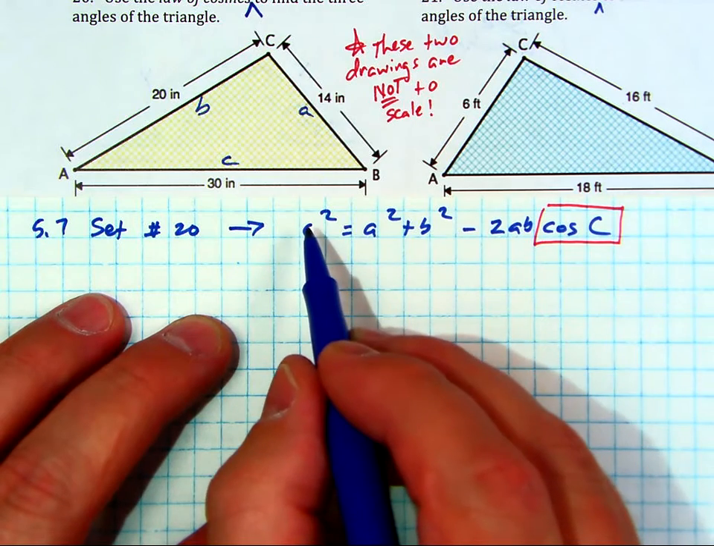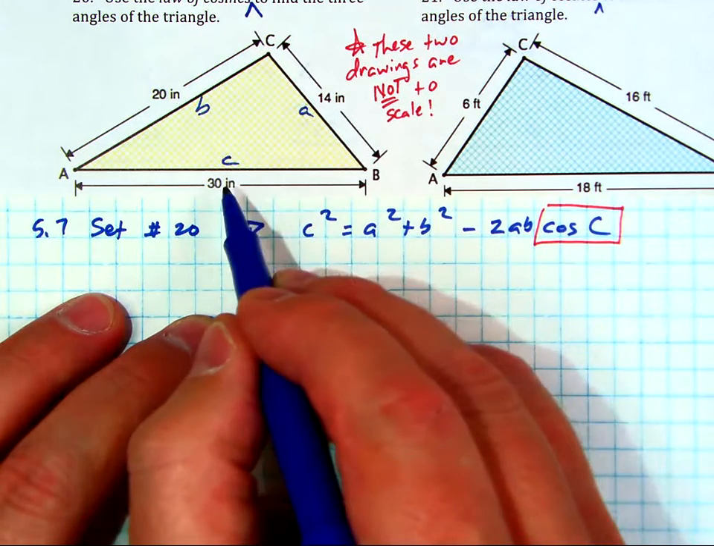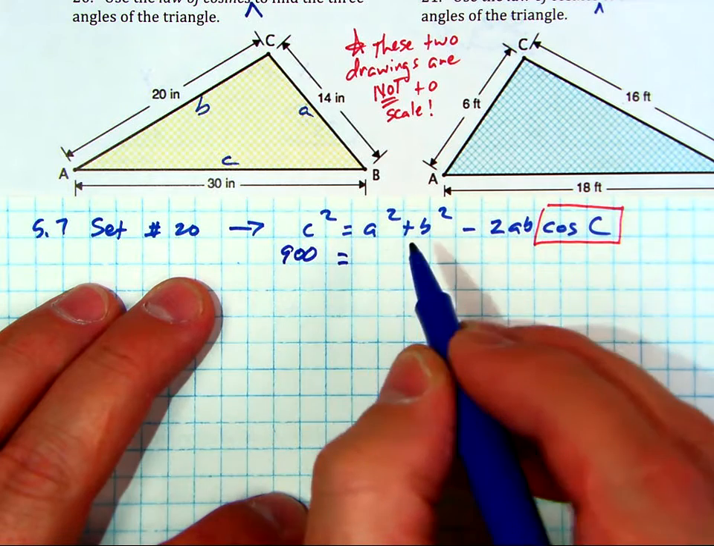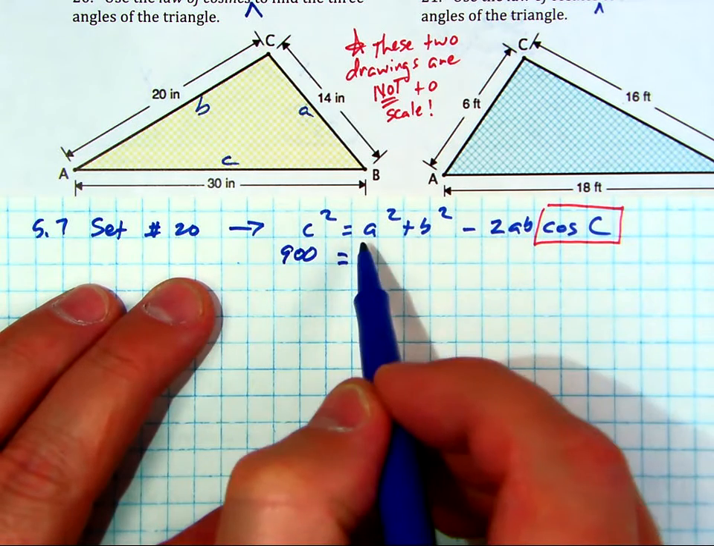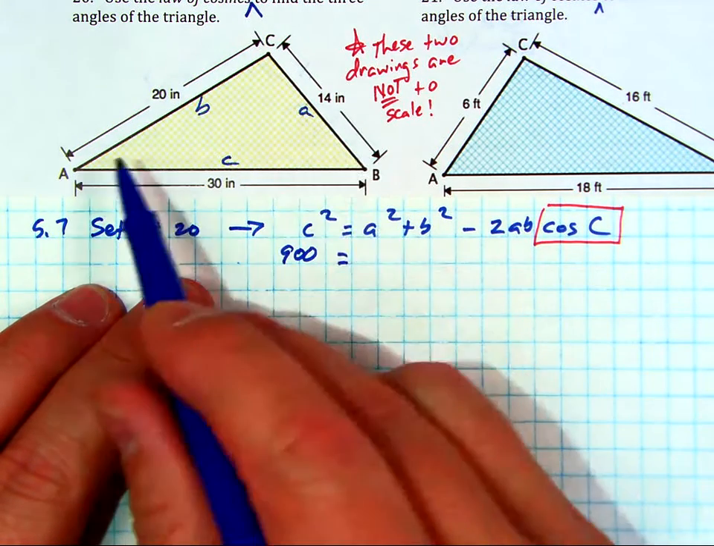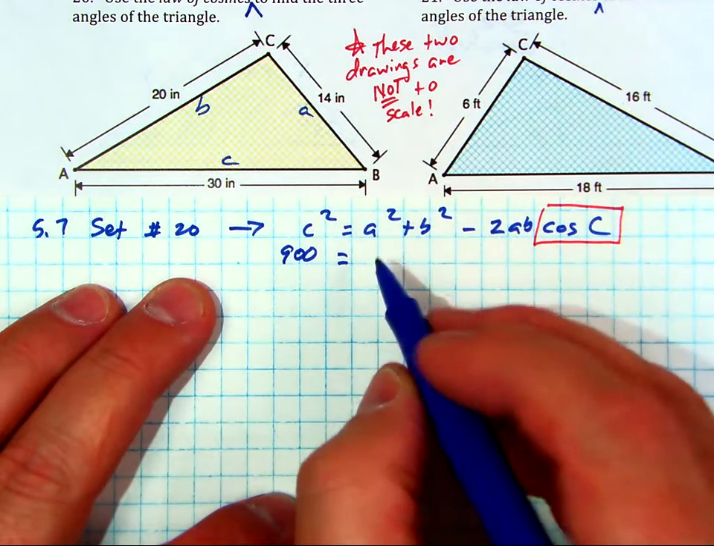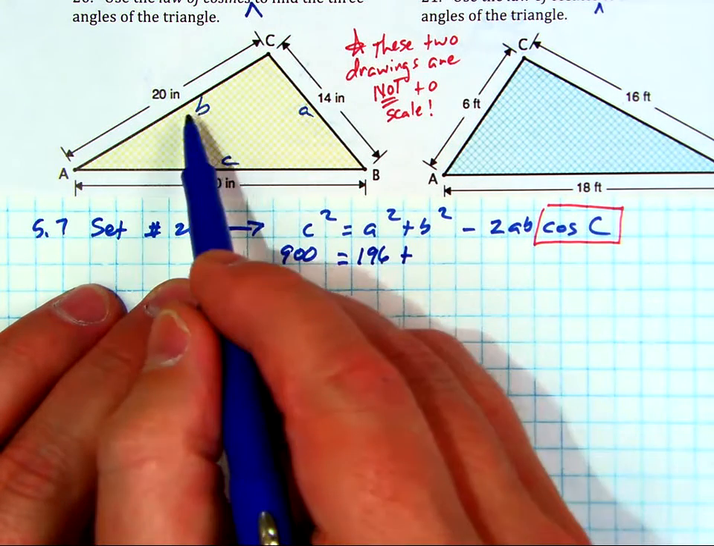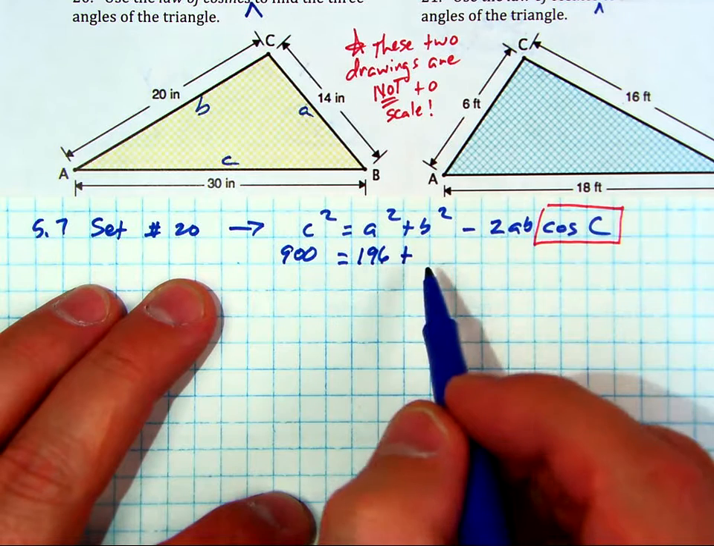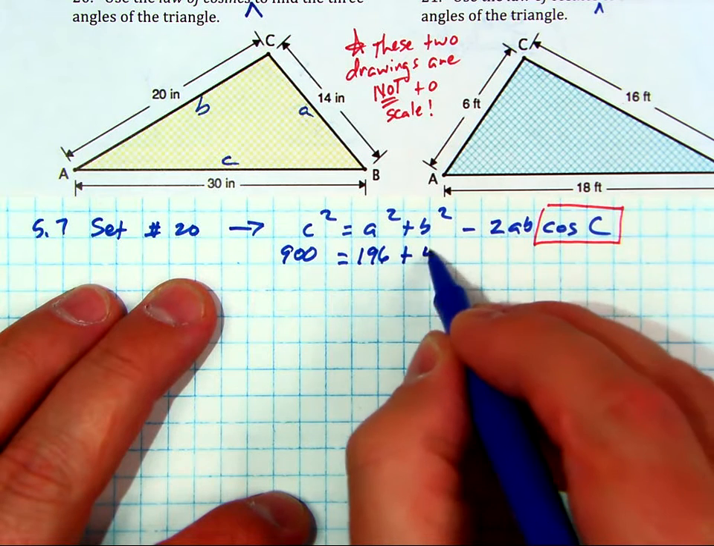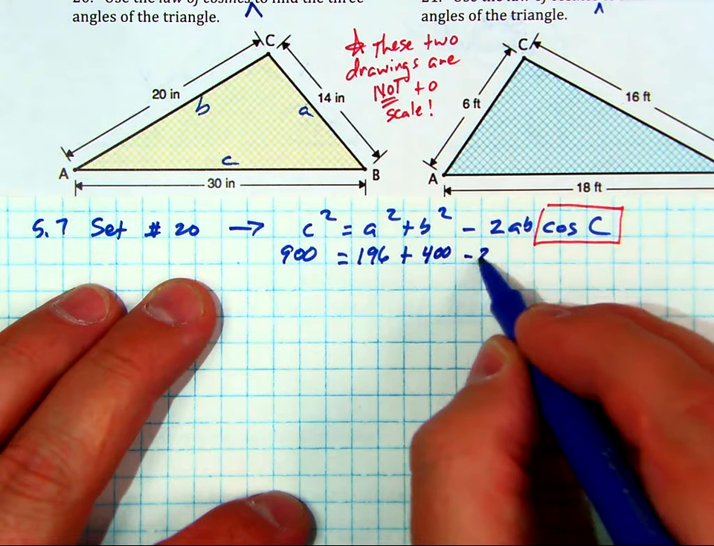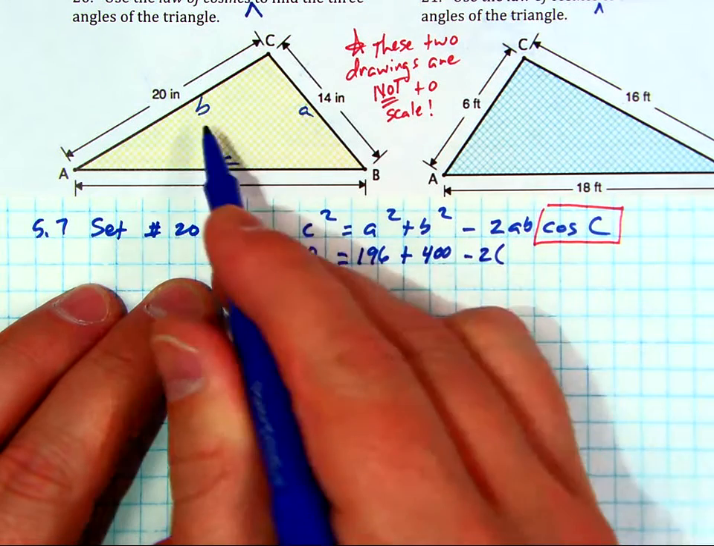So what is C squared? What's 30 squared, boys and girls? Say 900. Very good. What is A squared? What's 14 squared? Anybody know? Say 196. And what's 20 squared? Somebody say 400. Good. And then follow the rest of the formula. Minus 2, A is 14, B is 20.